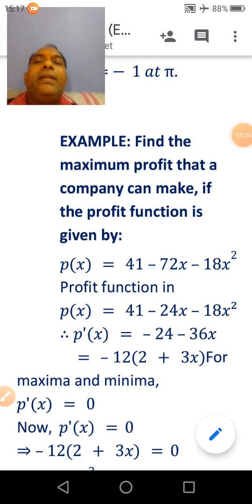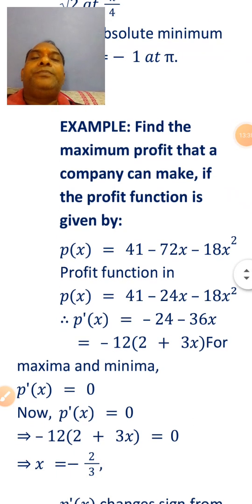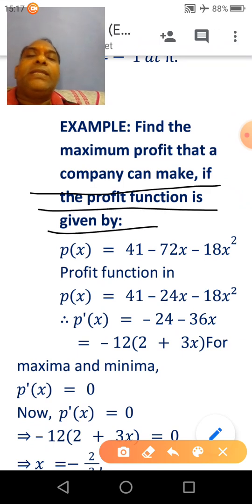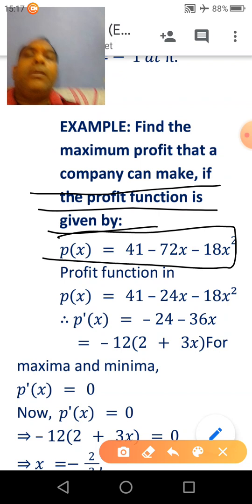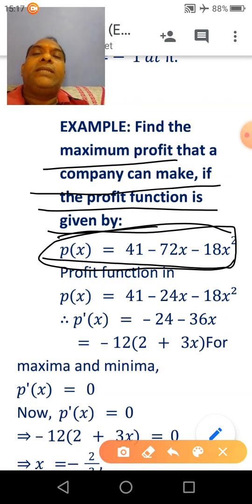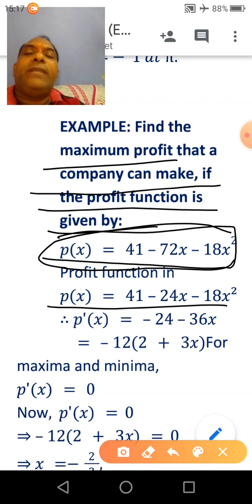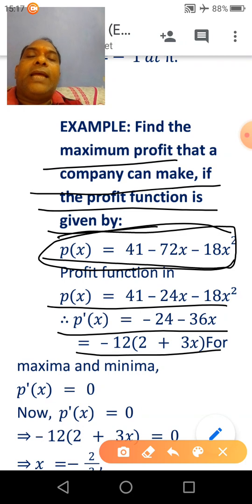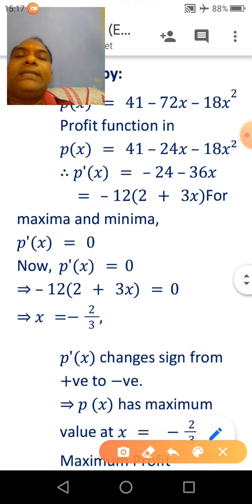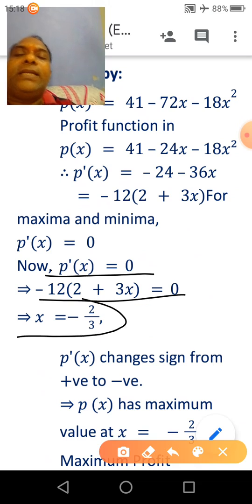Now see the example. Find the maximum profit that a company can make if the profit function is given by p(x) is equal to 41 minus 72x minus 18x square. Clear? You have to find the maximum profit. So the profit function is given, p(x) is equal to 41 minus 72x minus 18x square. So firstly find p'(x), put p'(x) equal to 0 and find the value of x. On putting p'(x) equal to 0, x is equal to minus 2 by 3.